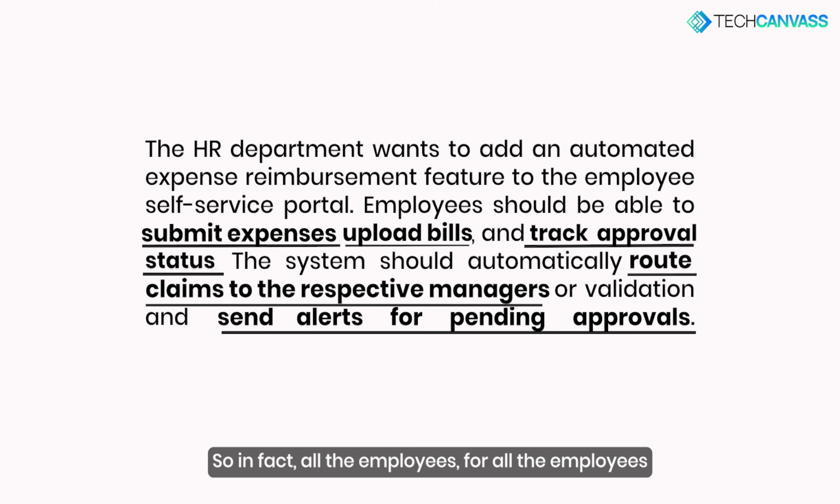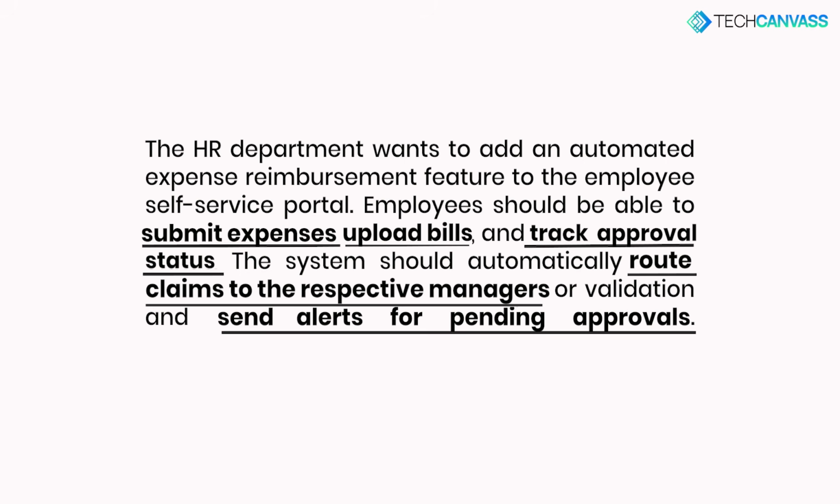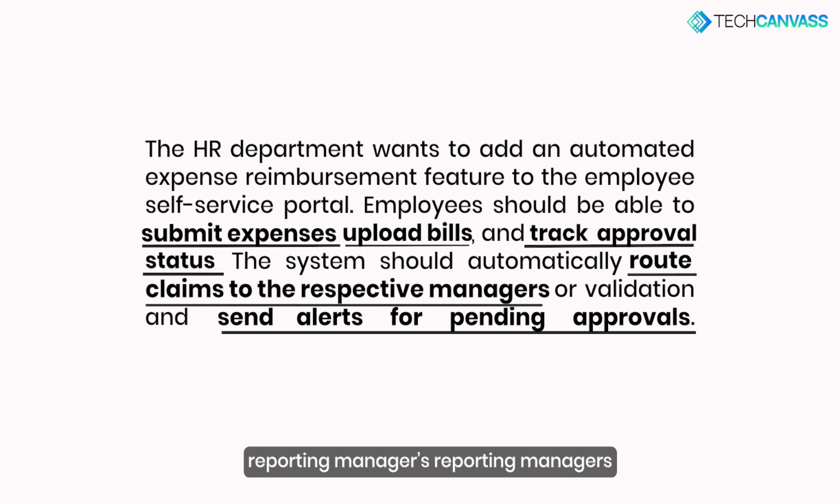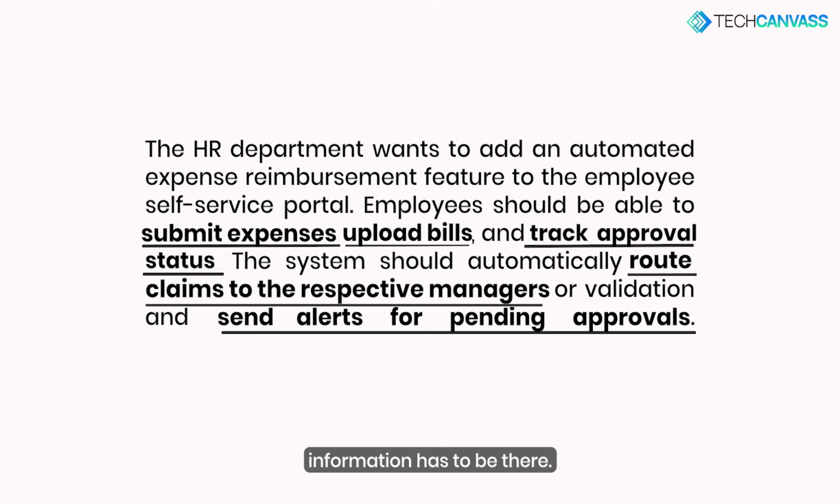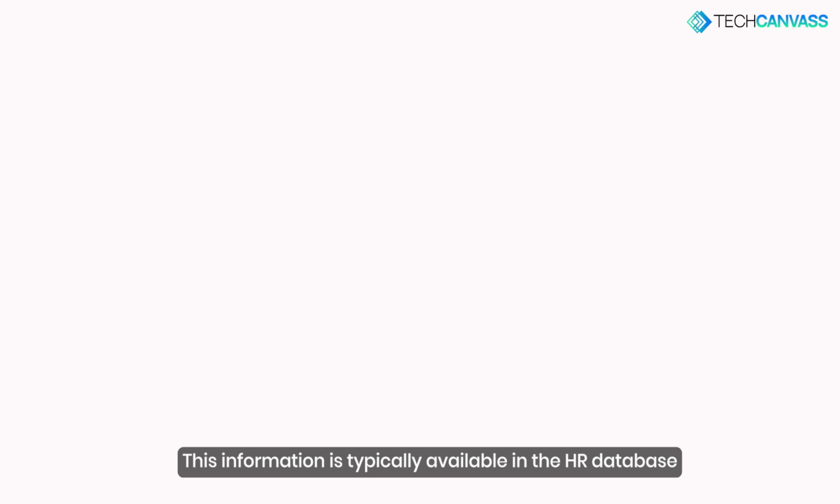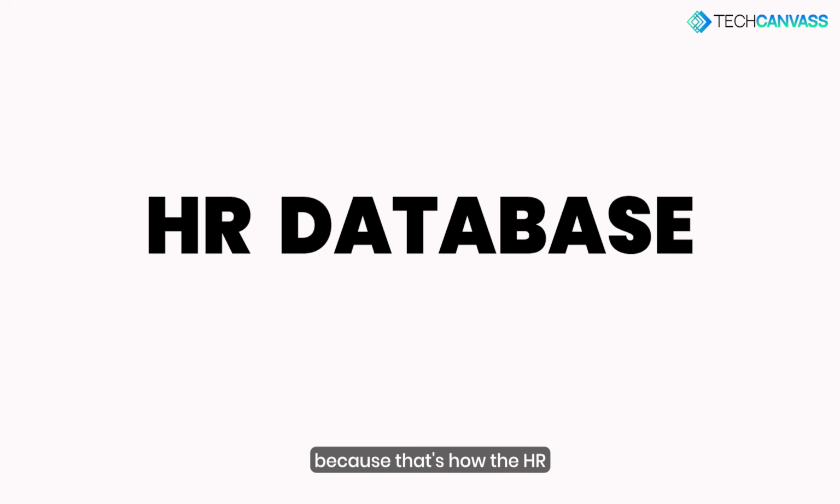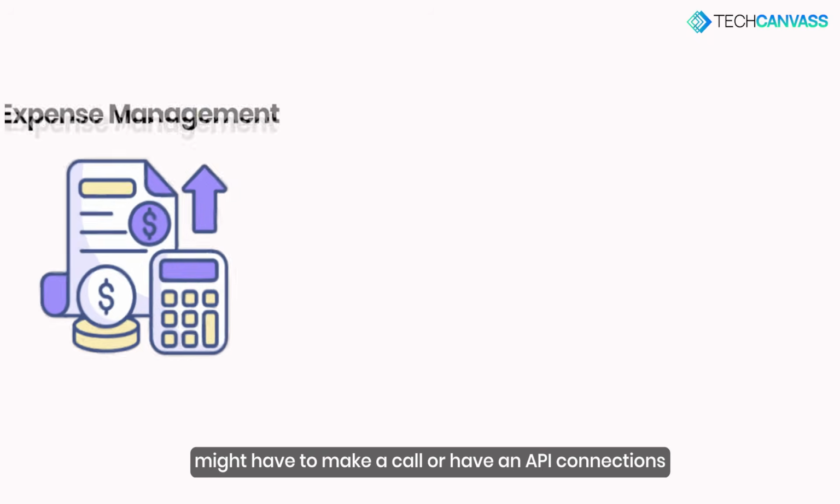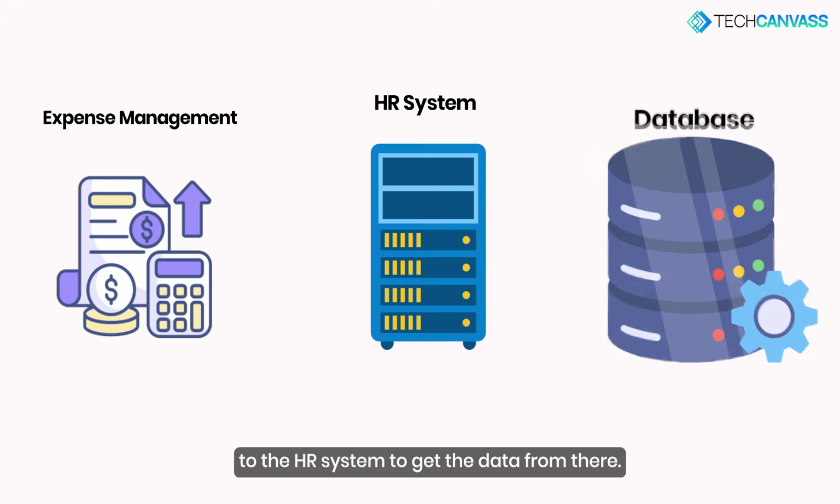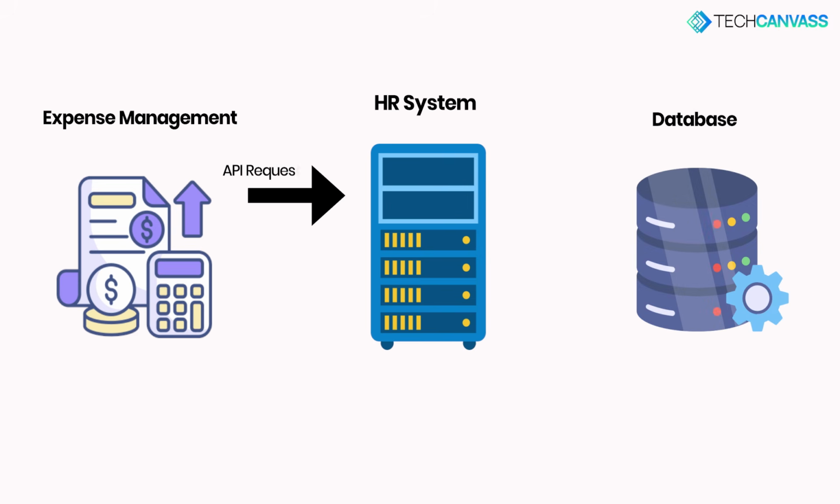So in fact, for all the employees, their reporting managers, all of that information has to be there. Now, where do you think this information is typically available? This information is typically available in the HR database because that's how the HR department manages the entire hierarchy of the organization, which means that this system might have to make a call or have an API connection to the HR system to get the data from there.